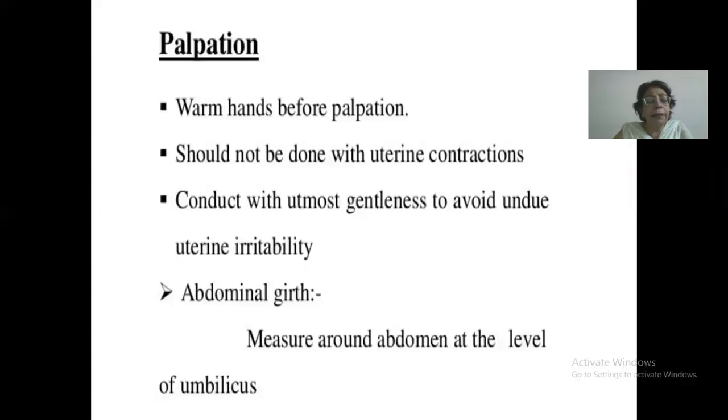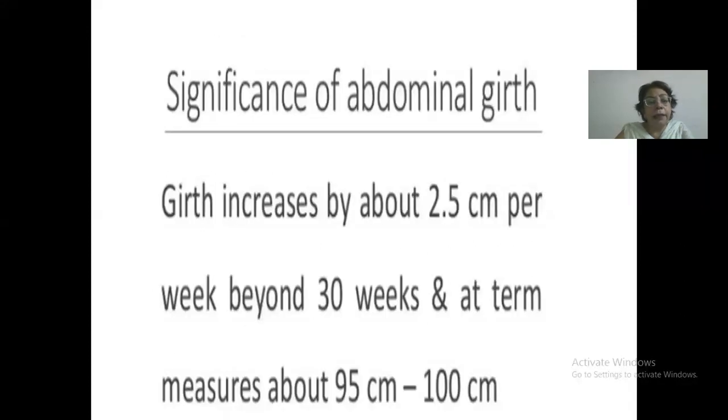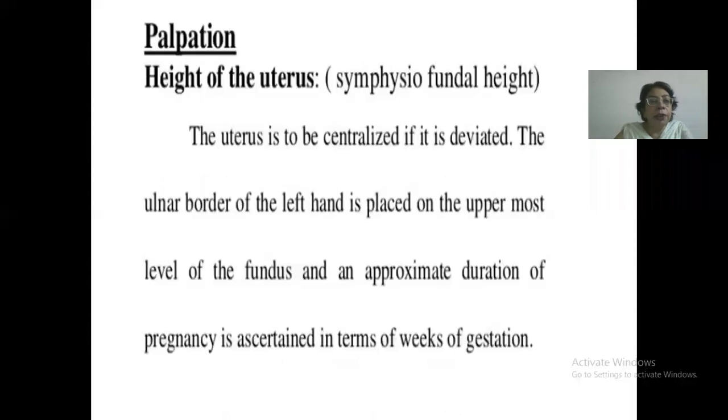Now the next step is the abdominal girth. You measure around the abdomen at the level of the umbilicus. Now what is the significance of this abdominal girth? You measure it with a measuring tape and this girth increases by about 2.5 centimeters per week beyond 30 weeks and at term measures about 95 to 100 centimeters. So this indirectly tells you if the growth of the fetus is normal or if there is intrauterine growth retardation.